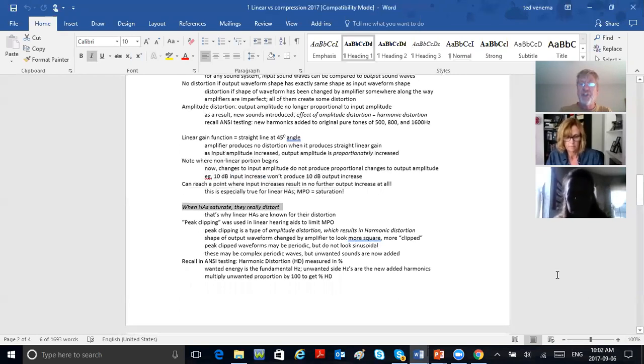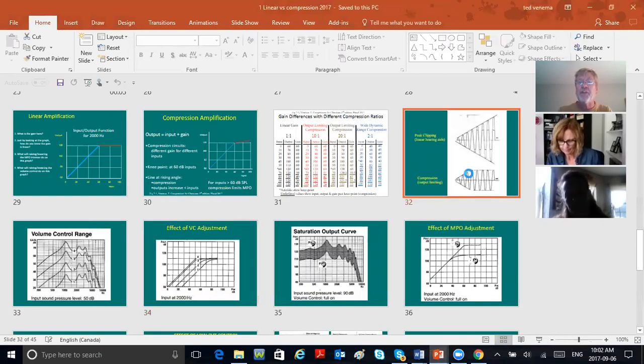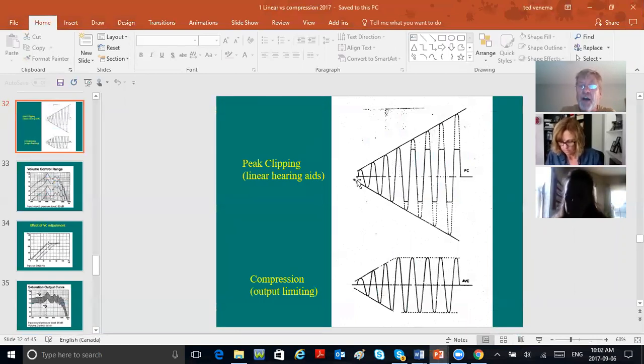They really sounded terrible. And here's the key word to remember. How did they limit the MPO? They used peak clipping, and I'll show you a picture of that. So we will go to our good old picture here. Here's a picture of peak clipping. Here are the sound waves, and with added gain, the sound waves are being made bigger. Now you are limiting. Look at the squares being made, because now the speaker is literally hitting the back of the metal box. So you have limited your maximum power output, but you've done it by means of peak clipping, which really sounded terrible. Then came compression.